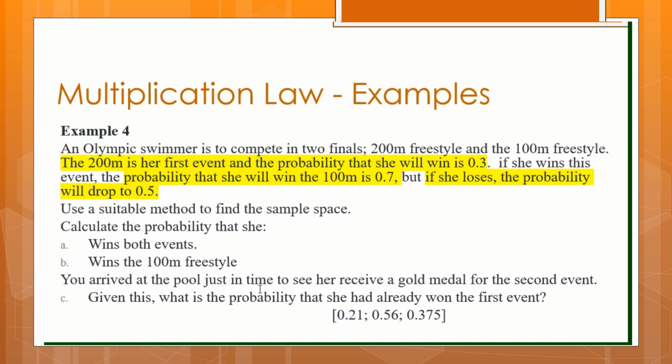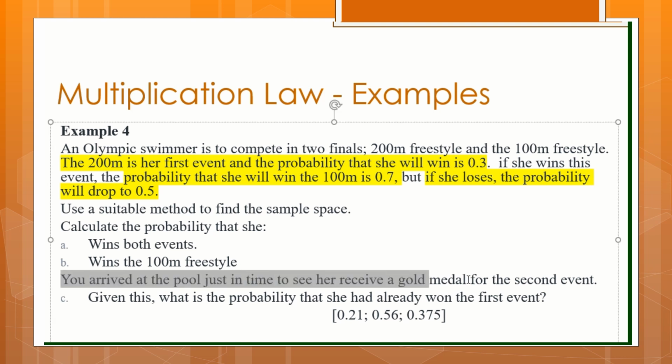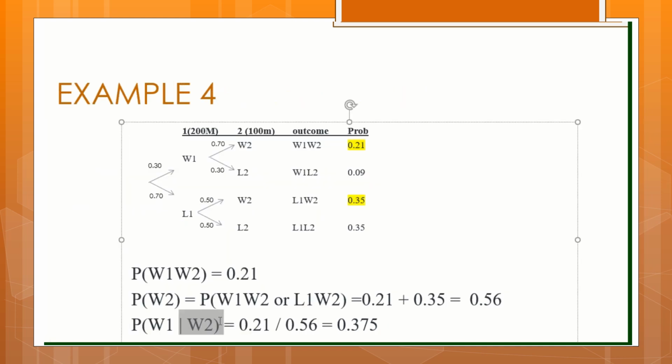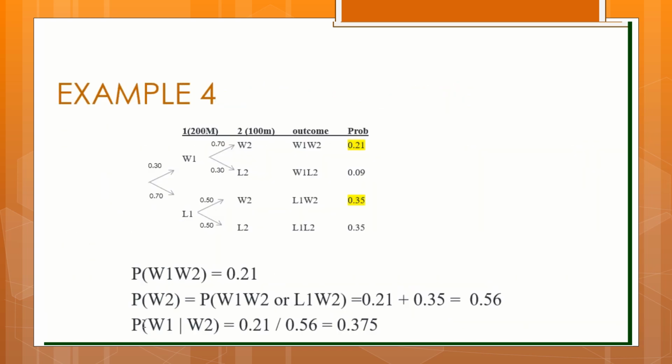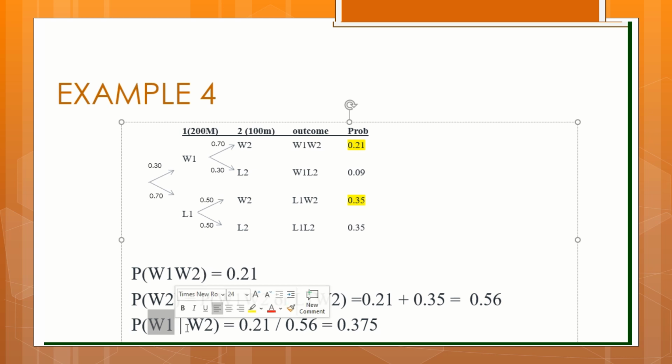You arrive at the pool just in time to see her receive a gold medal for the second event. So second event she won, given this. Given is what? Conditional probability. So what is the condition? The condition is she won the second event. What is the probability? She had already won the first event. So what is the probability she won the first event given she's won the second event?